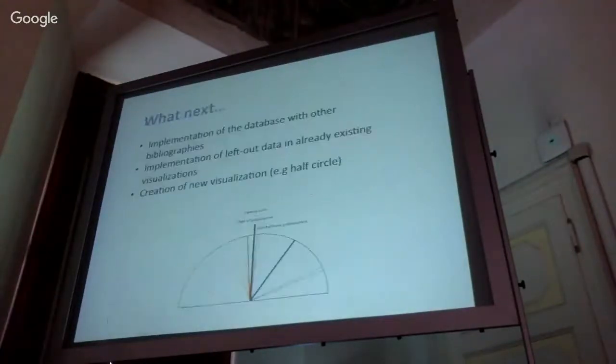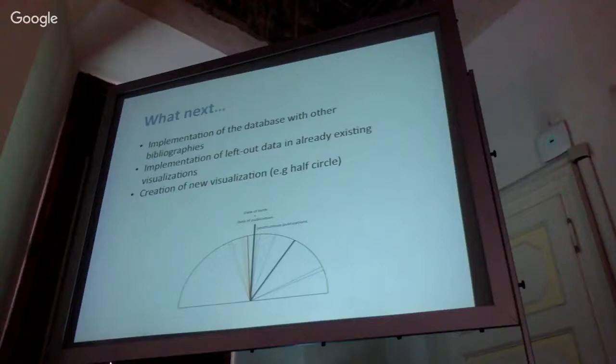What are the next steps? Implementation of the database with other bibliographies, firstly two from Italy. Implementation of leftover data in already existing visualizations. I guess that's probably what I'm going to do once I go back and start implementing the other data that we left out from our sample and start seeing if that happens.